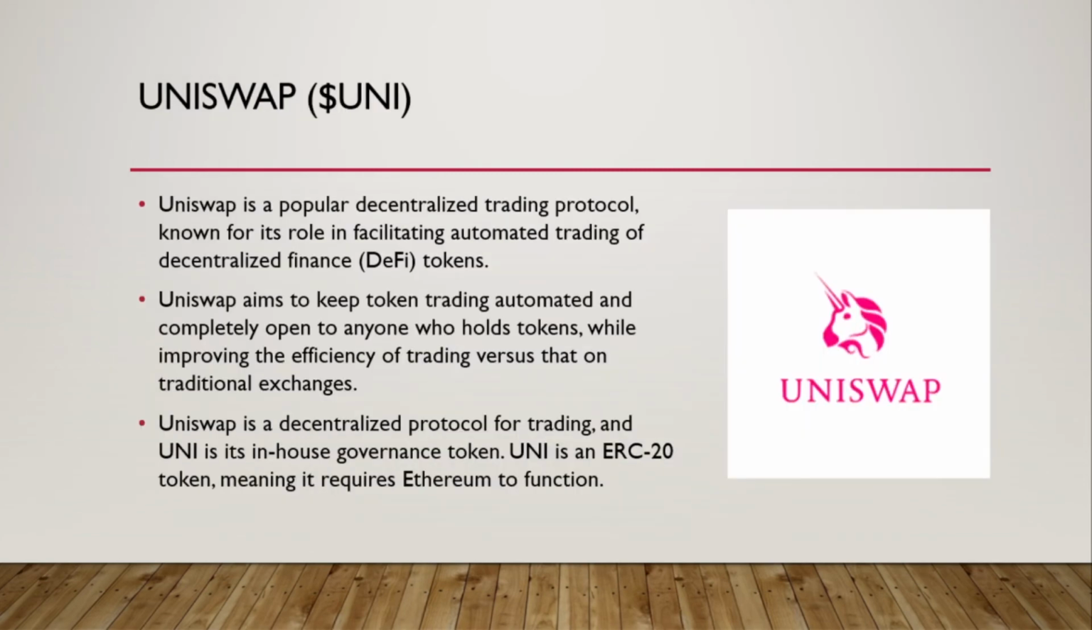UNISWAP. UNISWAP is a popular decentralized trading protocol known for its role in facilitating automated trading of decentralized finance (DeFi) tokens. UNISWAP aims to keep token trading automated and completely open to anyone who holds tokens while improving the efficiency of trading versus that on traditional exchanges. UNISWAP is a decentralized protocol for trading, and UNI is its in-house governance token. UNI is an ERC20 token, meaning it was built on Ethereum.